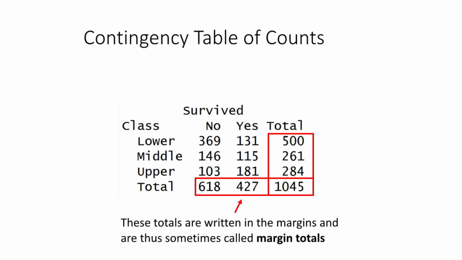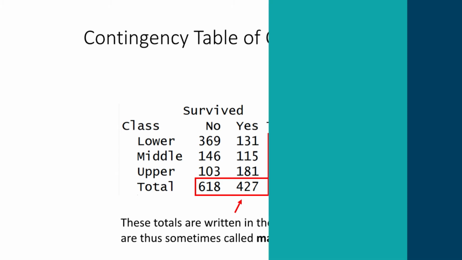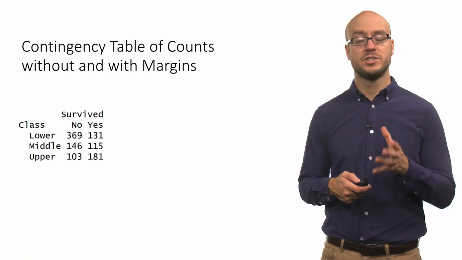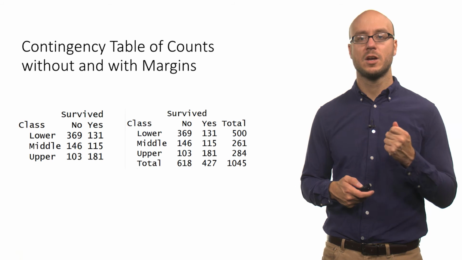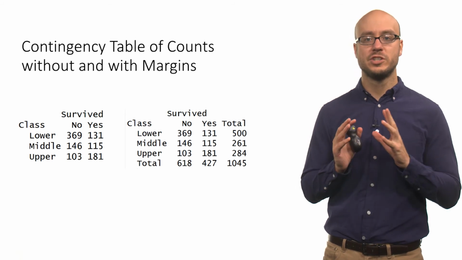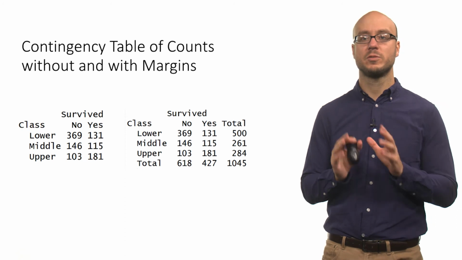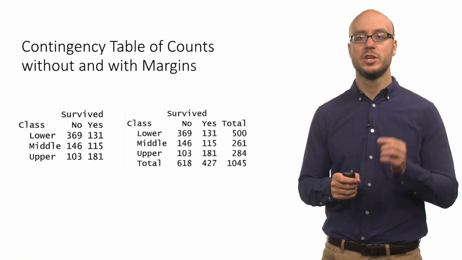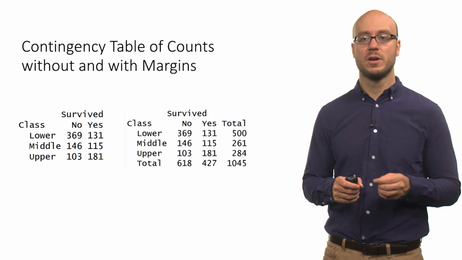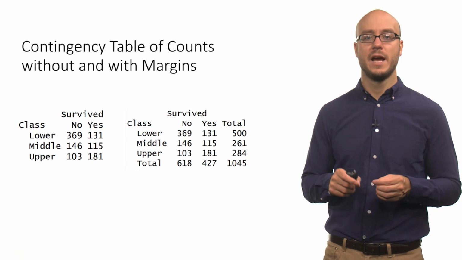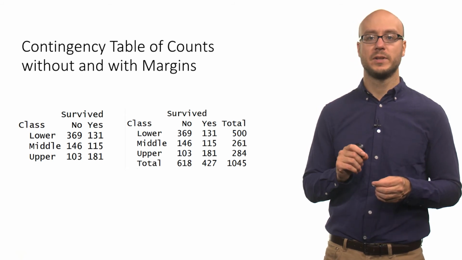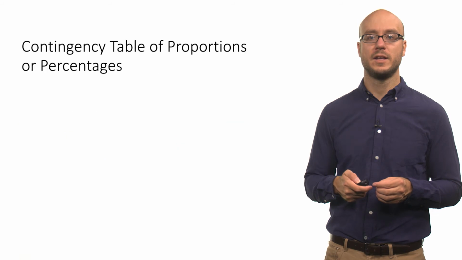Just to emphasize, the reason these totals in the margins are called marginal totals is because they are in fact written in the margins. Here's an example of the contingency table without margins, and here it is with margins. If you're just given the contingency table without the margins, to create the table with the margins, you just add up the counts for each row and for each column. And then the lower right-hand corner is simply adding up the totals in the margins.